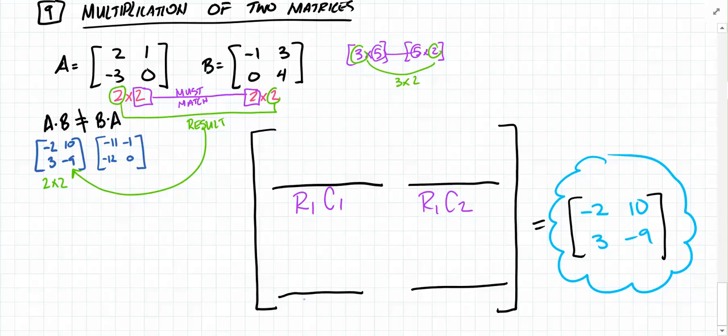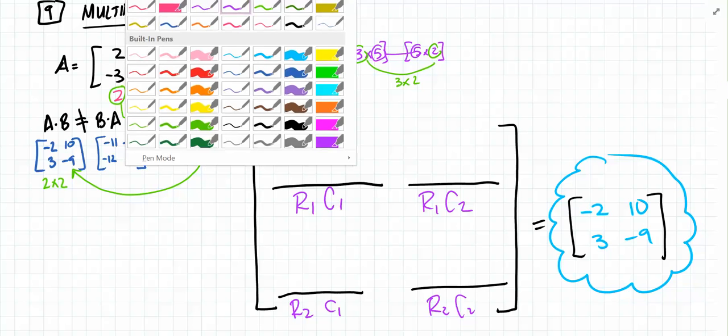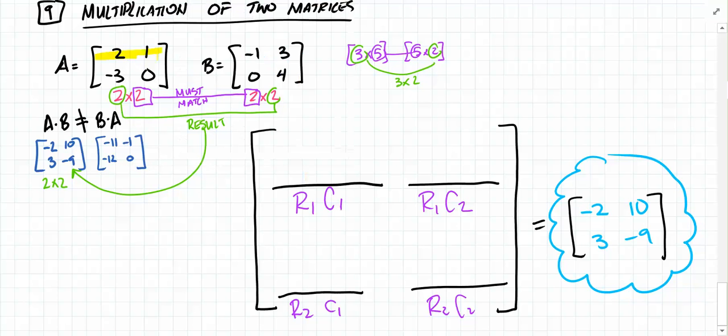All right? Now, here is what you need to do. We're going to multiply row 1 of matrix A with column 1 of matrix B. We're going to multiply that together. How do we do that? Well, we multiply corresponding entries and we add their result.